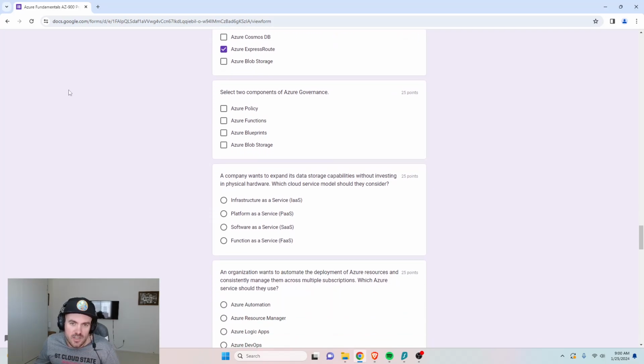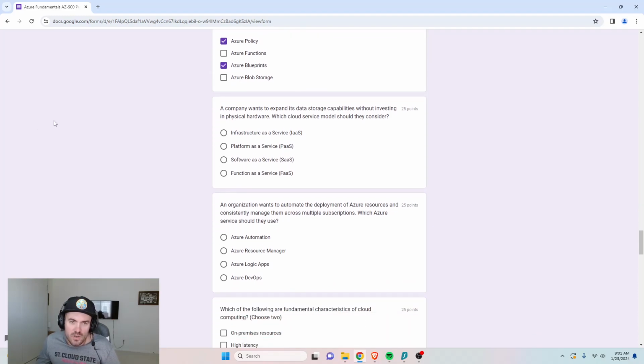All right. Select two components of Azure governance. Okay, well, we know policy is one of them. Functions, again, serverless compute, probably not really having anything to do with governance. Blob storage is just storage. Blueprints, though, you can specify how you want your resources deployed, who's allowed to do things, who's allowed to make changes, who's allowed to view things once they're deployed. So blueprints definitely could contribute to that, much more so than functions and blob storage. Remember, guys, on these tests, you want to select the best possible answers. There's some that might be right, but there's definitely going to be some that are more correct.